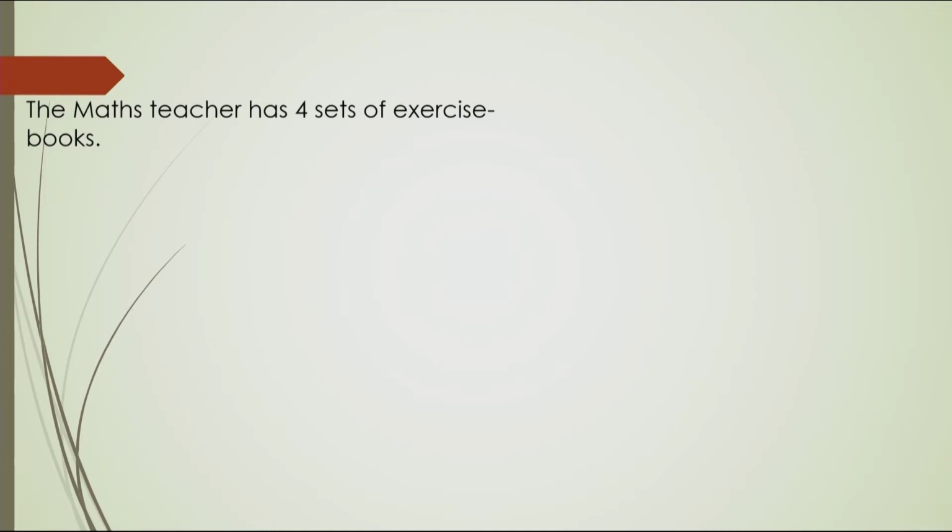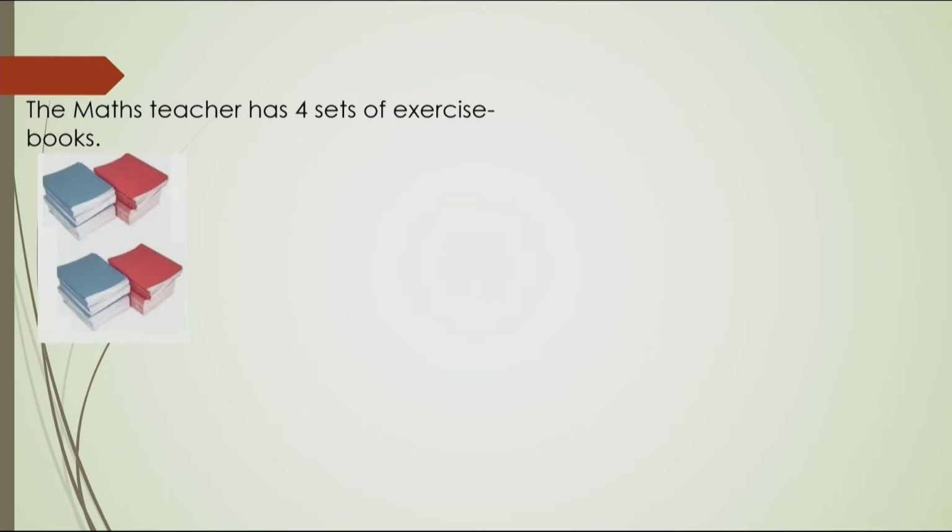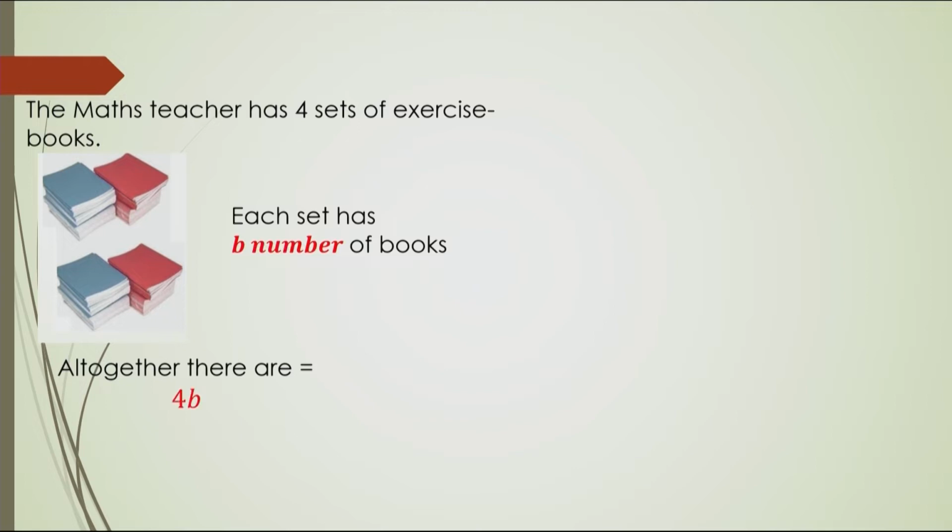Another situation. Maths teachers have 4 sets of exercise books. These are the exercise books. How many exercise books in each set, we don't know. But each set has B number of books. In one set, B number of books. B number of books, B number of books, B number of books, B number of books. So how many books altogether? It would be 4 lots of B, 4B.